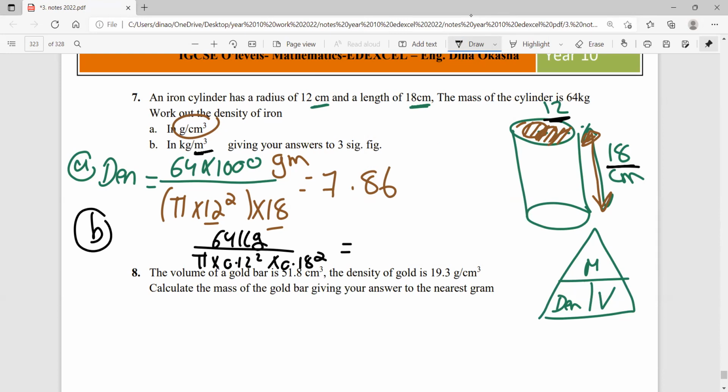Basically, what I've done in question B is keep the mass in kilograms and change the dimensions of the cylinder into meters. And how did I do that? I just divided by 100. So I got this answer on the calculator, which is 7859.5 and so on. The question says round to 3 significant figures, so it will be 7860.